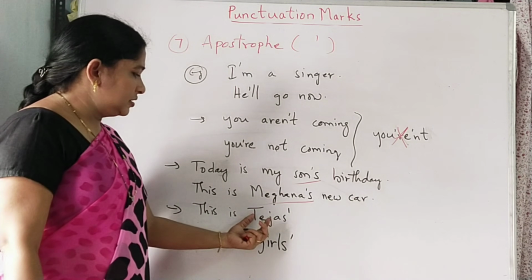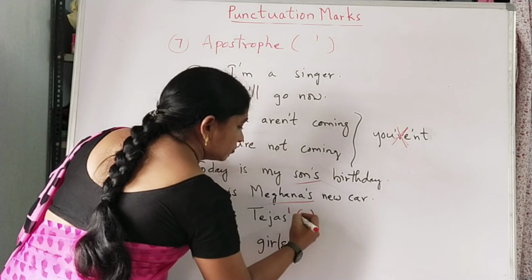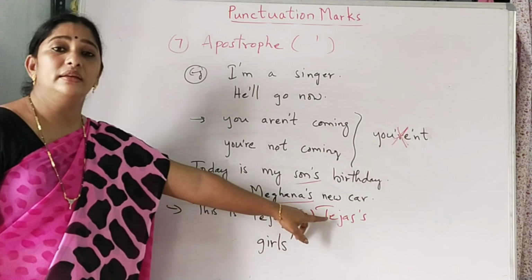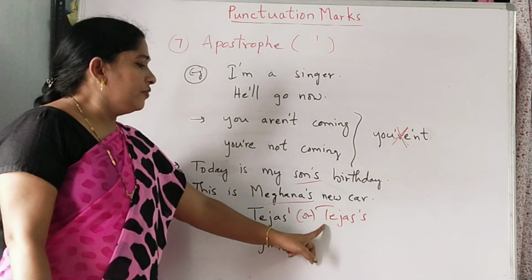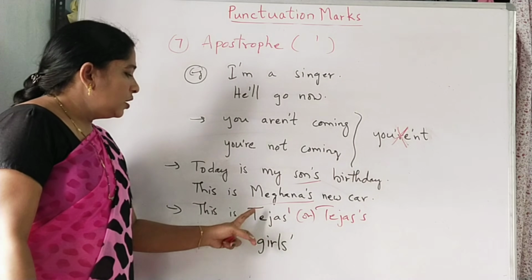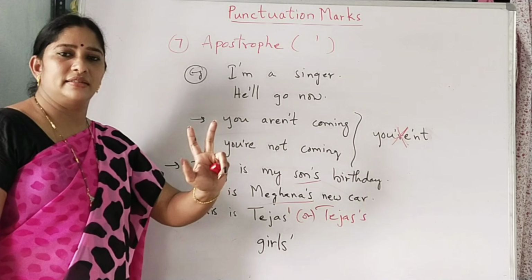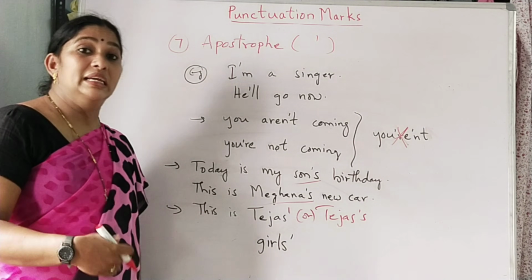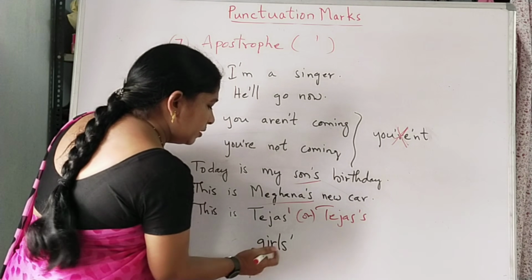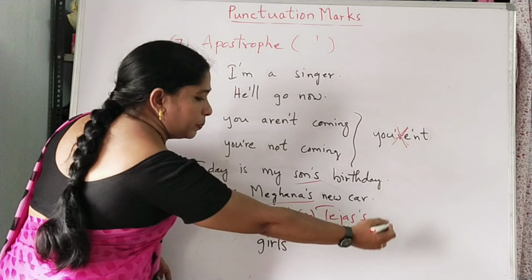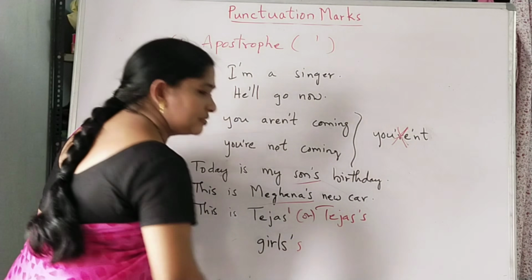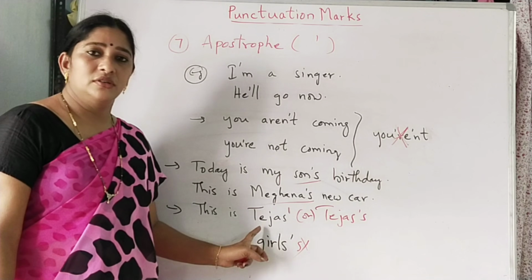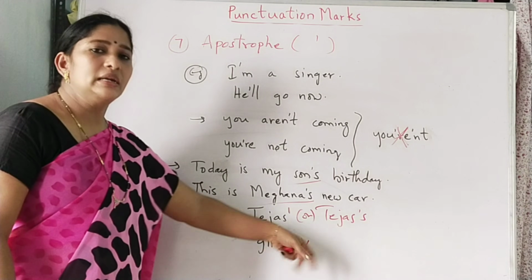Tejas is the name of a person. Tejas's, where it is singular, only a single person. So we can use Tejas's, or we can use Tejas' and leave it like that. That is one. If it is plural, if the noun is plural, girls, this is the girls' playground. For girls we need to write girls' playground, like that. We should not keep another S here. That is wrong. When it is singular, we can use both ways. When it is plural, we have to give the apostrophe and leave it.